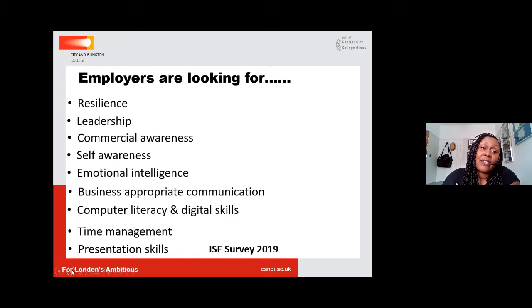As you can see, it's things like resilience, leadership, commercial awareness, which is pretty much having an awareness of the sector and a keen interest in it. Also emotional intelligence, being able to read situations quite well with a level of maturity, time management and good solid presentation skills. They're the kinds of things that employers are looking for. For those of you that go on to university, in the careers service at university we also talk about what we call graduate attributes, which are very similar. So it's about making sure that you're ready upon departure.